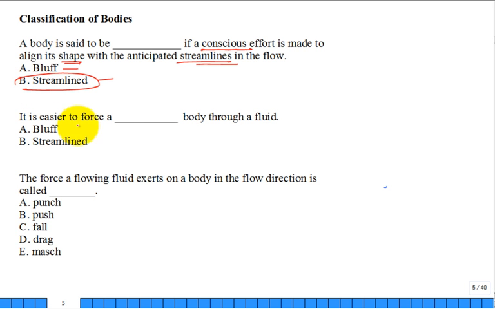It's easier to force a streamlined body through a fluid. Is it easier to force a bluff body or a streamlined body? Streamlined body. That's why they streamline it.